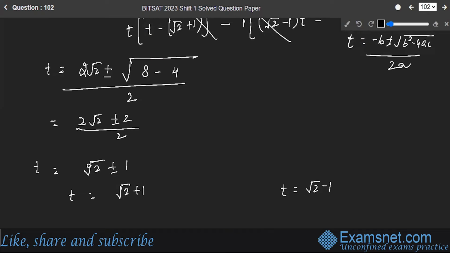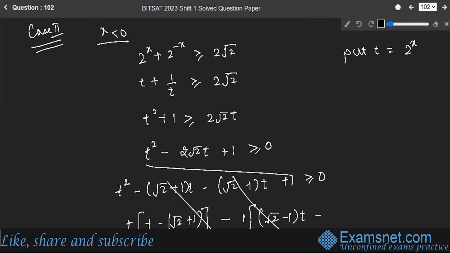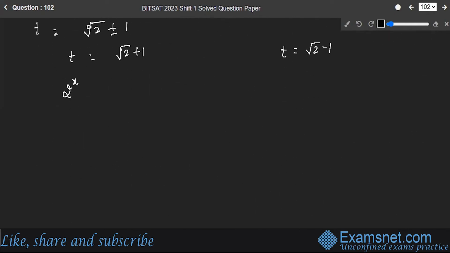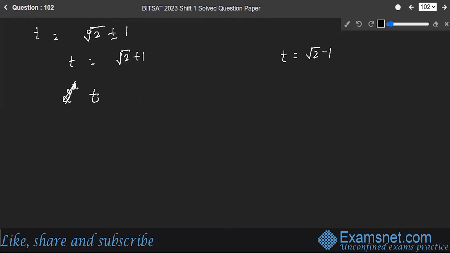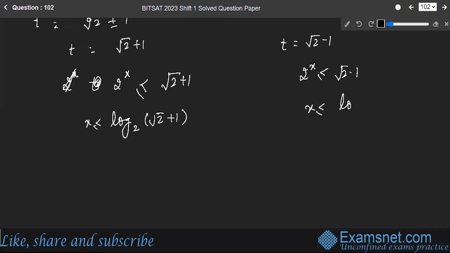So let's get back now. The t was equal to 2 power x. So that means 2 power x is greater than or equal to root 2 plus 1, or 2 power x is less than or equal to root 2 minus 1. Or x can be written as greater than or equal to log to the base 2 of root 2 plus 1, or x is less than or equal to log to the base 2 of root 2 minus 1.